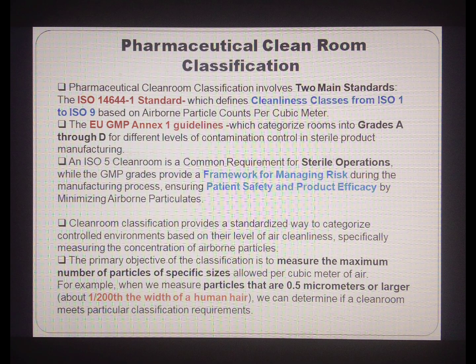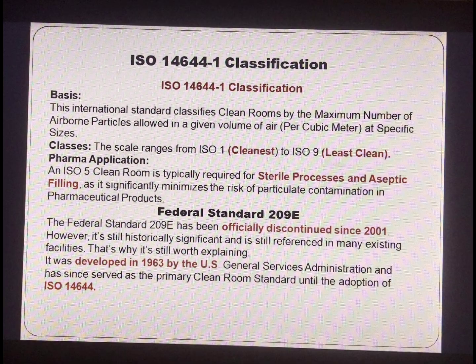The primary objective of the classification is to measure the maximum number of particles of a specific size allowed per cubic meter of air. For example, when we measure particles that are 0.5 micrometers or larger, that is about 1 upon 200 the width of a human hair, we can determine if a clean room meets a particular classification requirement.